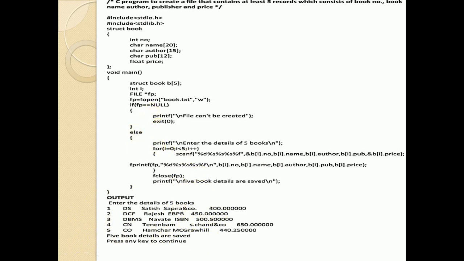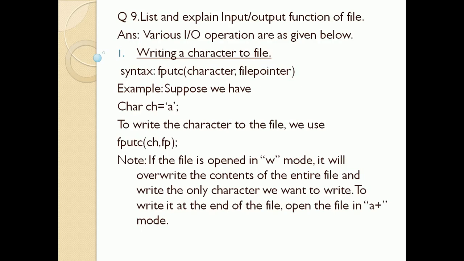Okay, so next we'll see the next question, question number 9: list and explain the input output functions of a file. Here there are various IO operations. I have already explained them in the class. There are different input output functions, like writing a character to the file and reading a character from the file. So now we'll see that in detail.